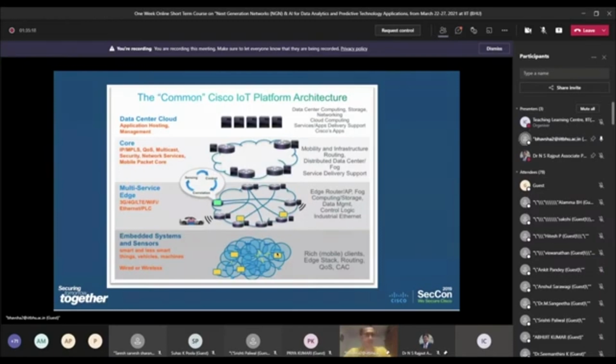Yeah, thank you. So the first layer, as you can see, is the embedded systems and sensors. So in a normal network, this equates to the first layer which we have in OSI, anyone? So we have the 7 layers in OSI, right? What do you think the embedded systems and sensors can equate to?